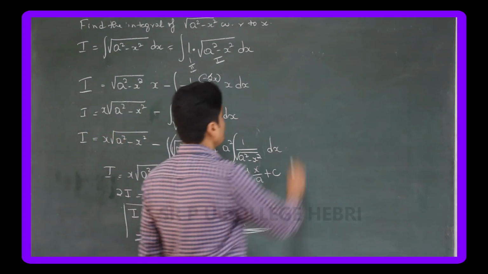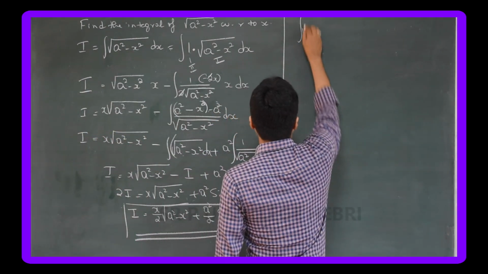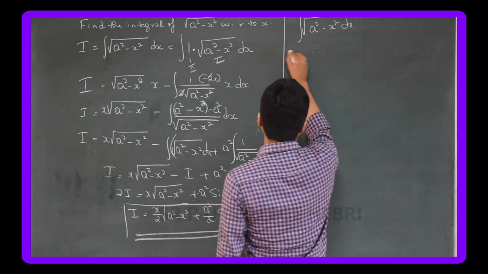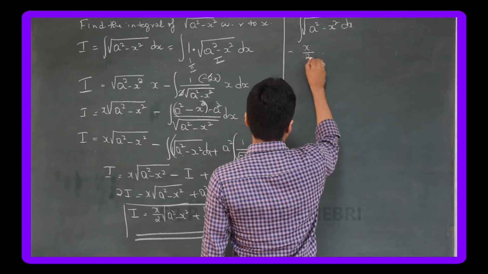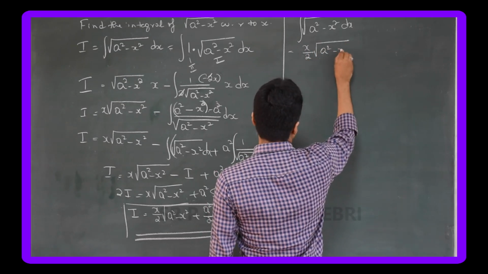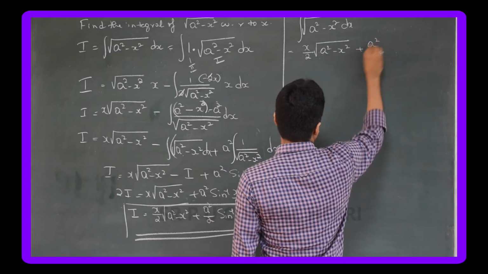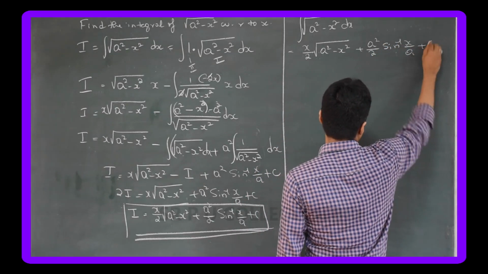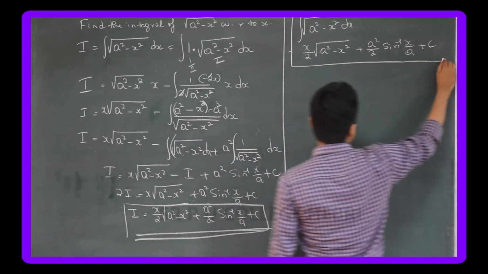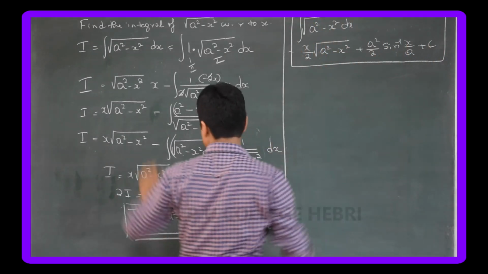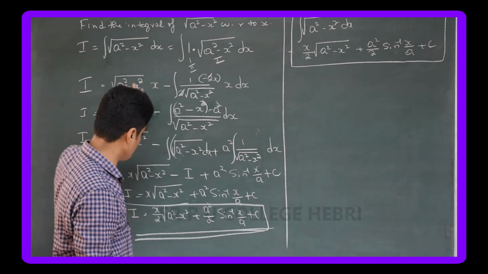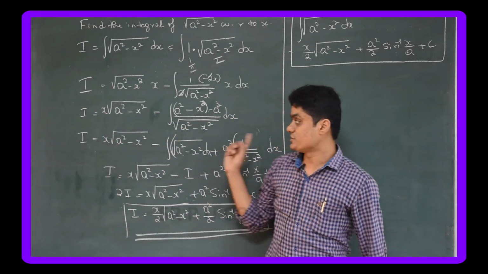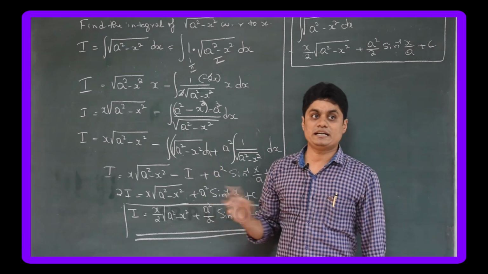So what we derive? We derive the integration of root of a square minus x square dx is equal to x by 2 into root of a square minus x square plus a square by 2 into sine inverse of x by a plus c. So you have to remember this formula as well as learn this derivation. Compulsorily you should learn this derivation as well as the formula. Derivation is important. This derivation will be asked for 4 marks.